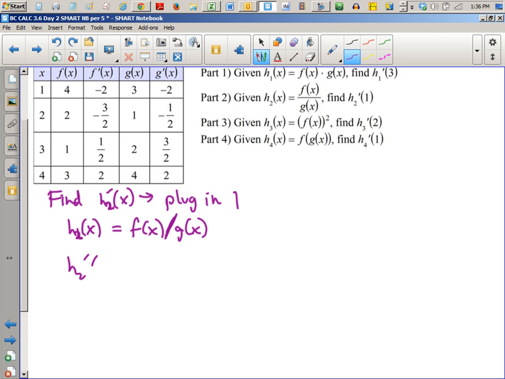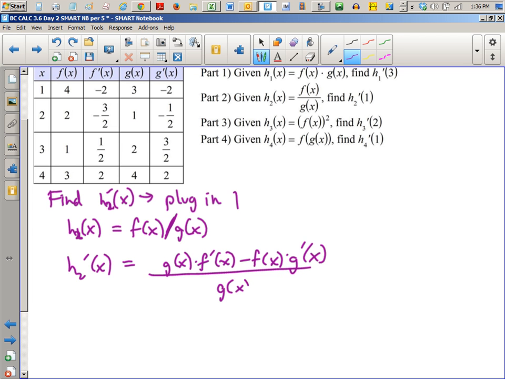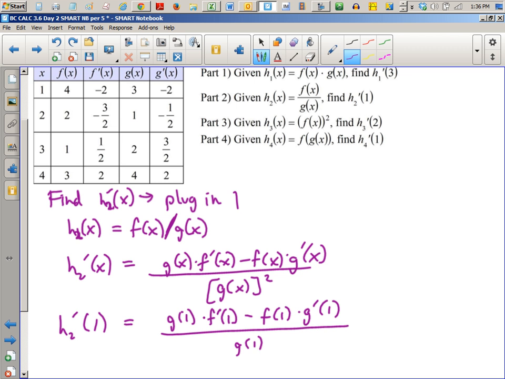So h2 prime of x is going to be low d high minus high d low all over low squared. Then we'll plug in 1 because we're doing h2 prime at 1. So it's g of 1 times f prime at 1 minus f of 1 times g prime at 1 all over g of 1 squared. See? But those are just numbers.